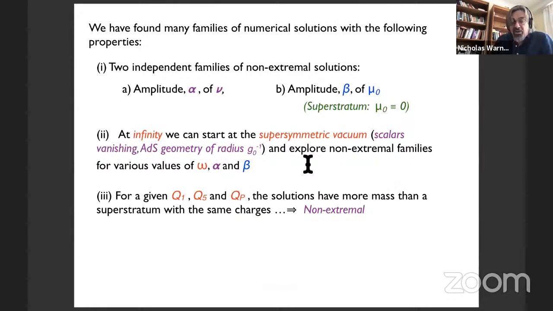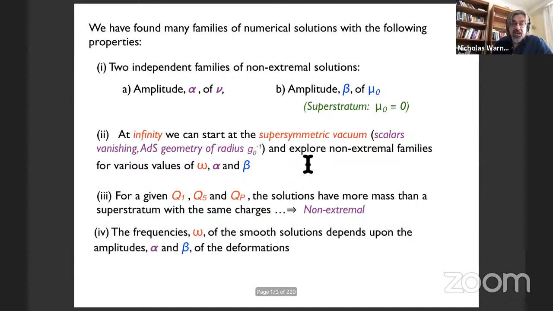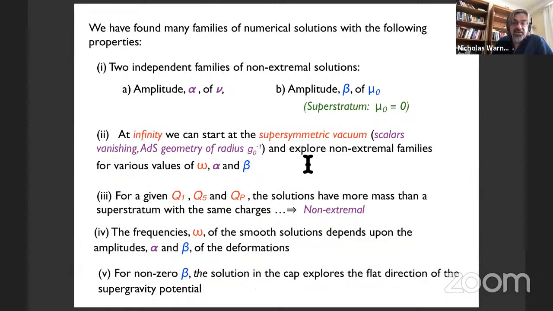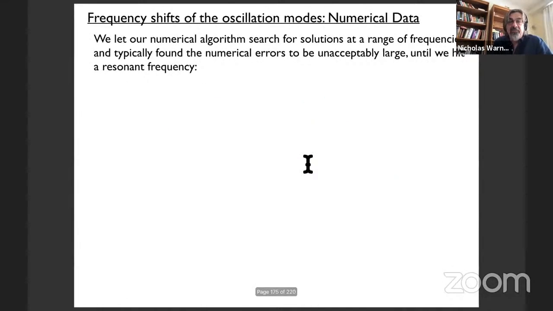For a given Q1, QP, and Q5, we find that the solutions we've got have more mass than the superstratum with the same charges. So that is really important: they are non-extremal in this sense, that they are more massive than the corresponding superstratum. The frequencies of the smooth solutions actually depend on the amplitudes of the deformations. And in particular, for non-zero beta, the solution of the cap explores the flat direction of the supergravity potential and manifestly breaks supersymmetry.